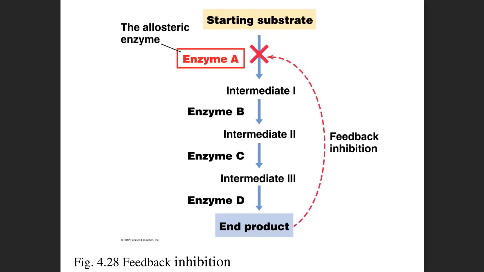So this is a schematic diagram for a substrate or end product that needs 4 different enzymes to make. And if your end product is accumulating a lot, then obviously you need to shut down. But if you were to shut down by feedback inhibition at the end product, then if you shut down this entire process, the energy will be wasted to make enzymes B, C, and D. And so you're going to shut this whole thing down.